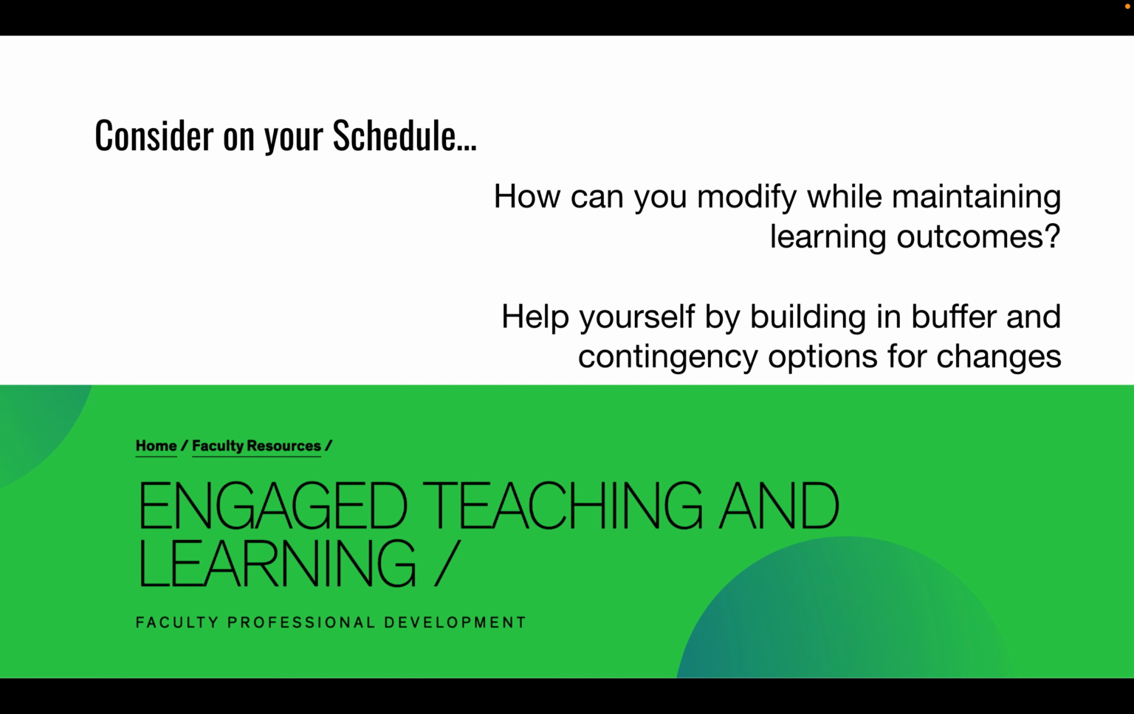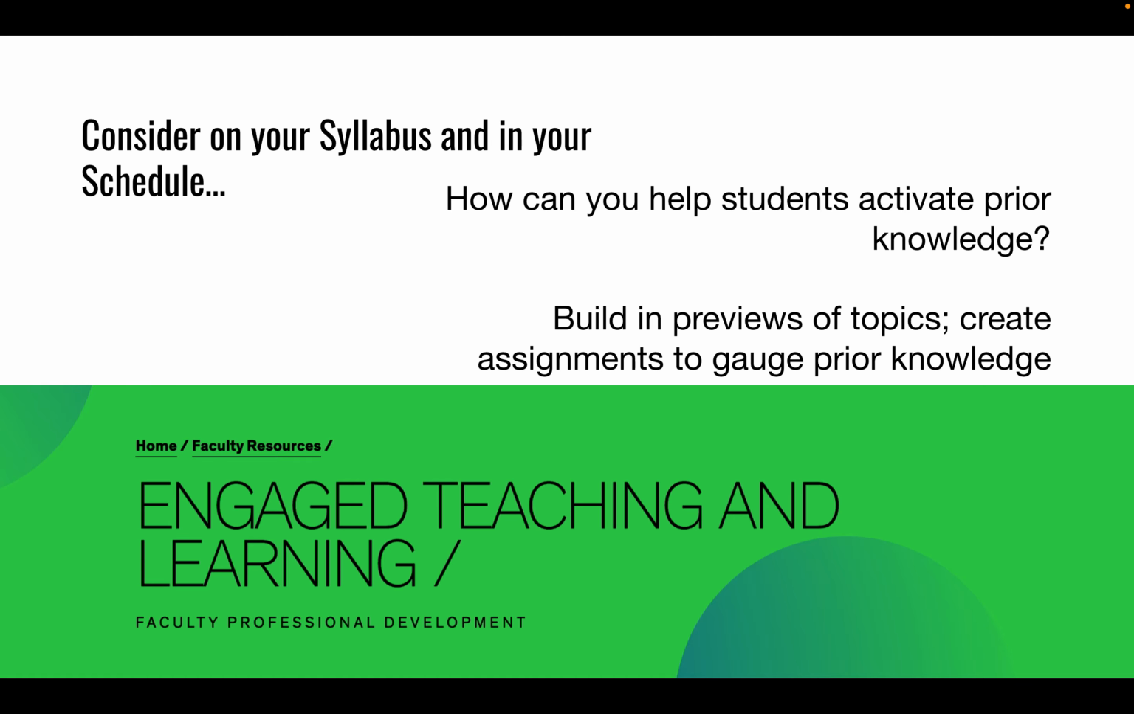In your syllabus, you can let people know how you will manage change. How can you modify while maintaining learning outcomes? A great way to model cognitive flexibility for students is to pre-plan for when things might not go exactly the way you expect them to, or when people need space and time to do things differently. When creating your schedule, consider building in buffers so that you can shift deadlines without significant disruptions if the need arises.